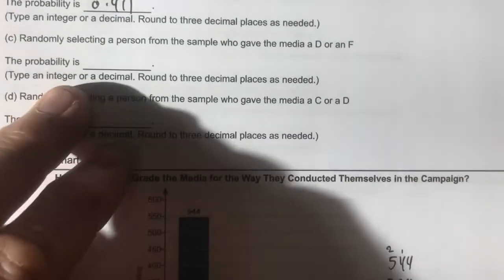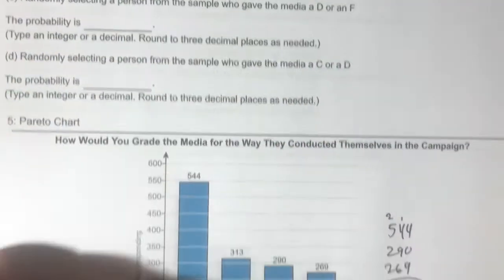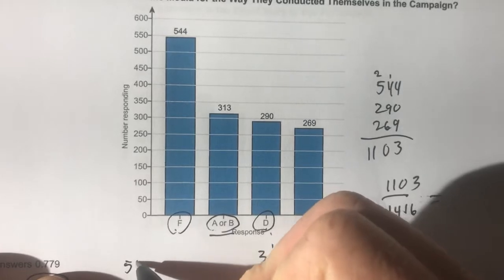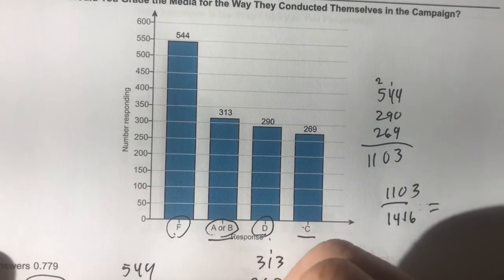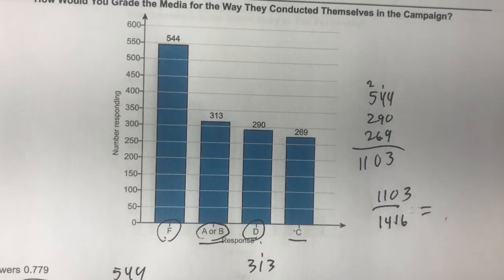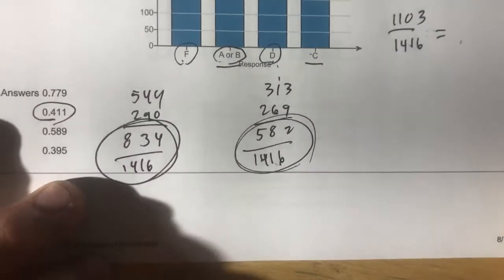All right here. Randomly selecting a person from the sample who gave the media a D or an F. A D or F. All right. So here's D and here's F. So I would add 544. And the D is 290. So add these together. That's going to be 834 out of 1416. That's what I would do there.